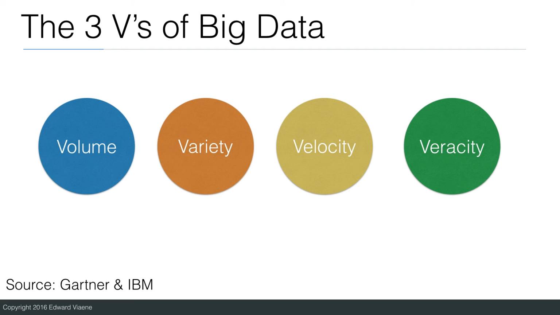IBM adds another V, the veracity of the data. It's the uncertainty of the data. For anyone who has ever worked in a big company, you can agree that there is often a lot of useful data available, but the quality of the data can be pretty bad. Data quality costs companies a lot of money. You can have the ability to store and process a lot of data, but if the data quality isn't good, your results might be still incorrect.